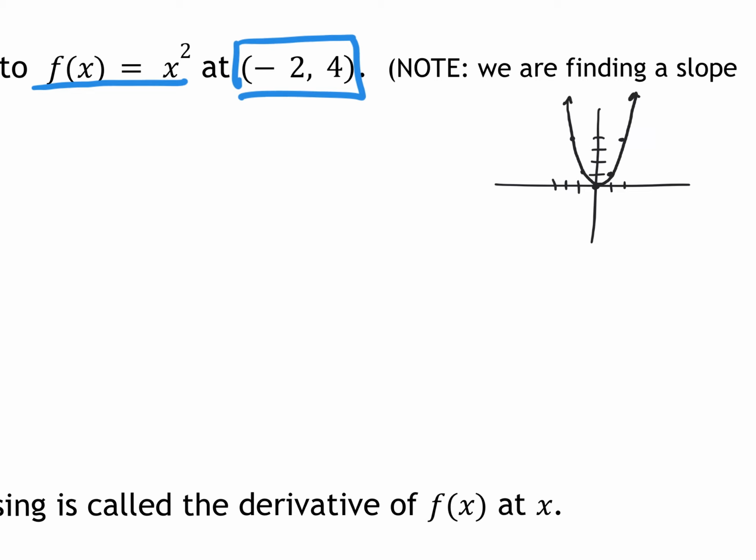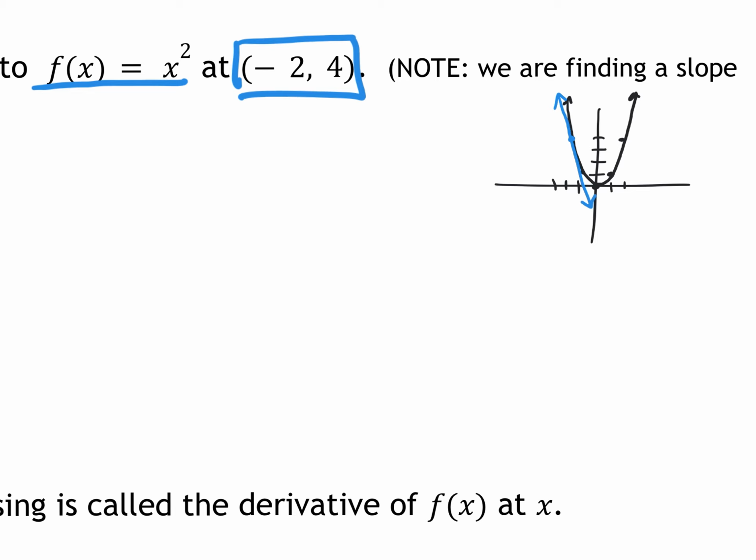What we're doing is we're saying go to the point -2, 4, which is right here. Find the slope of that tangent line. Now, up till now, we had to rely on being able to draw the tangent line as best we could, and then estimate the slope. But what we're going to do now is find the exact slope of that tangent line. And to do so, we're going to use the difference quotient.